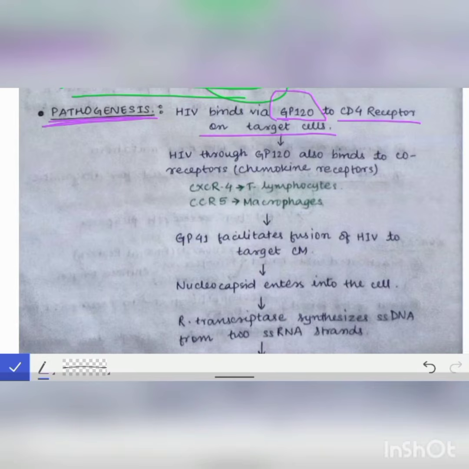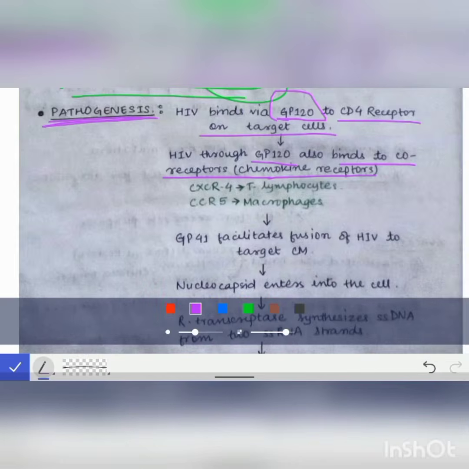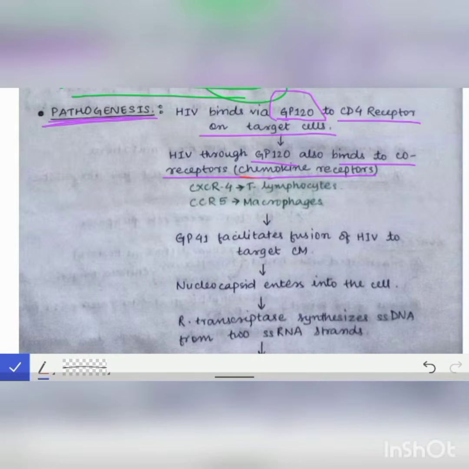टारगेट सेल्स यहाँ पे कौन से हैं? The target cells are the T cells. Now, when HIV binds to the target cells via GP120, it also binds to the co-receptors. Co-receptors are nothing but the chemokine receptors. Remember this. The names of those co-receptors are CXCR4 and CCR5. CXCR4 is present on T lymphocytes and CCR5 is present on macrophages.